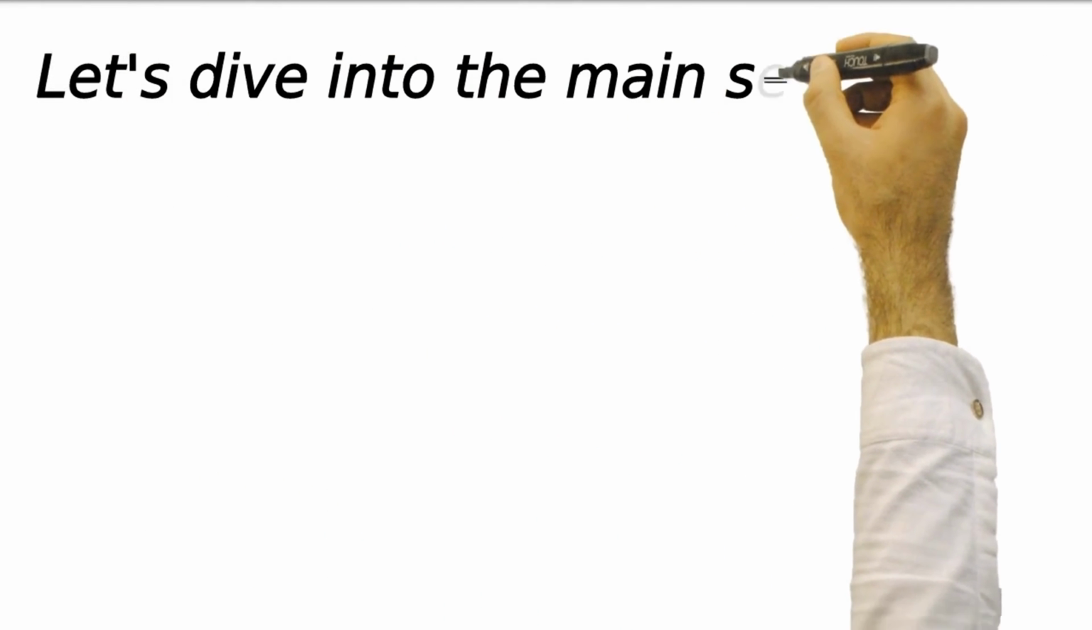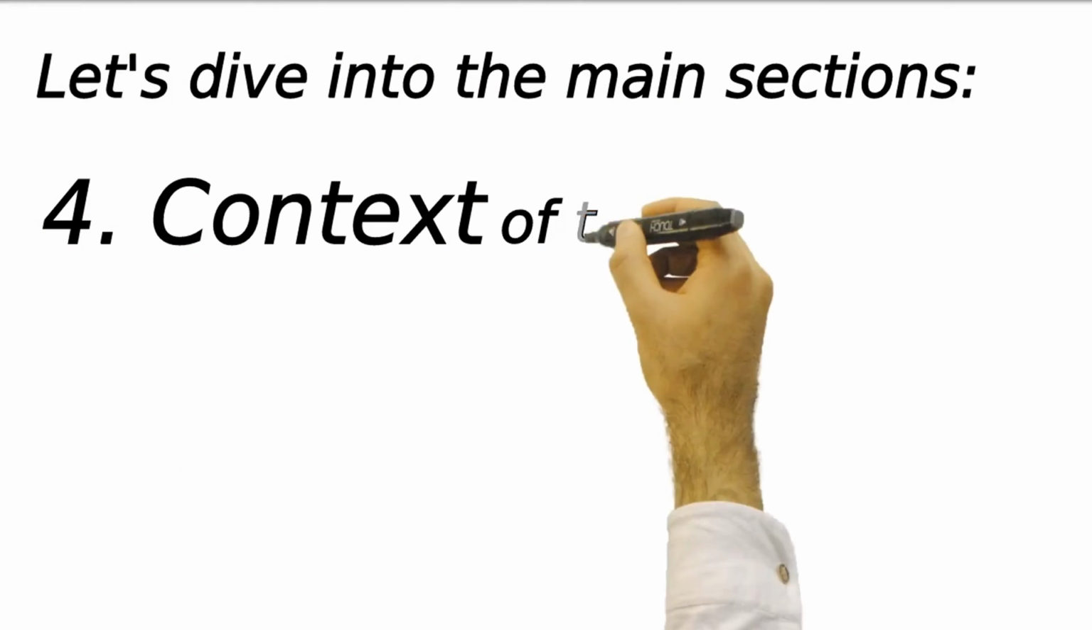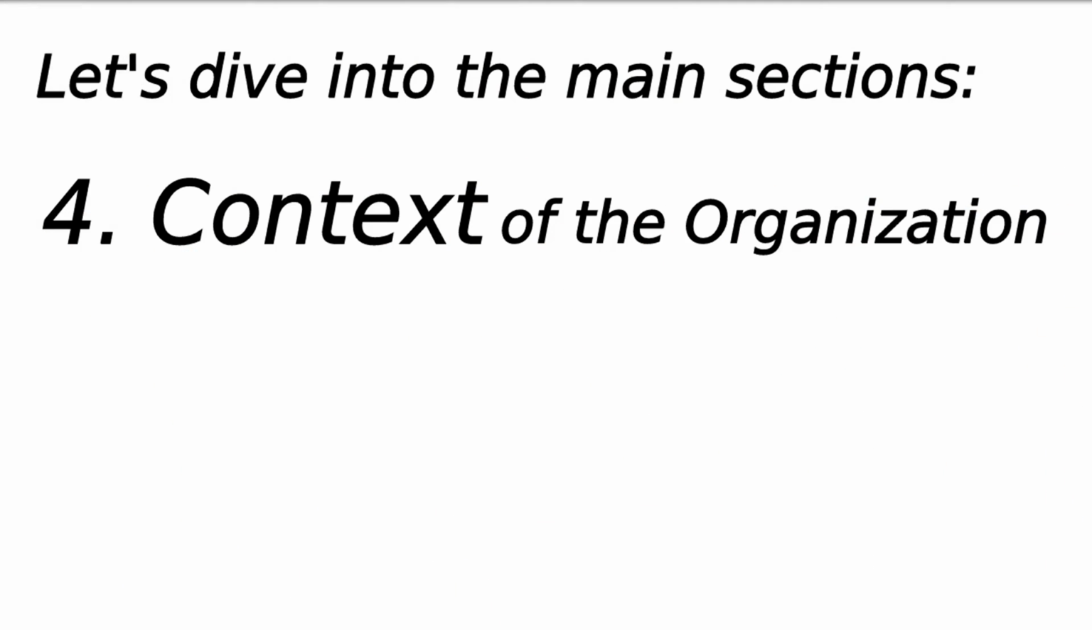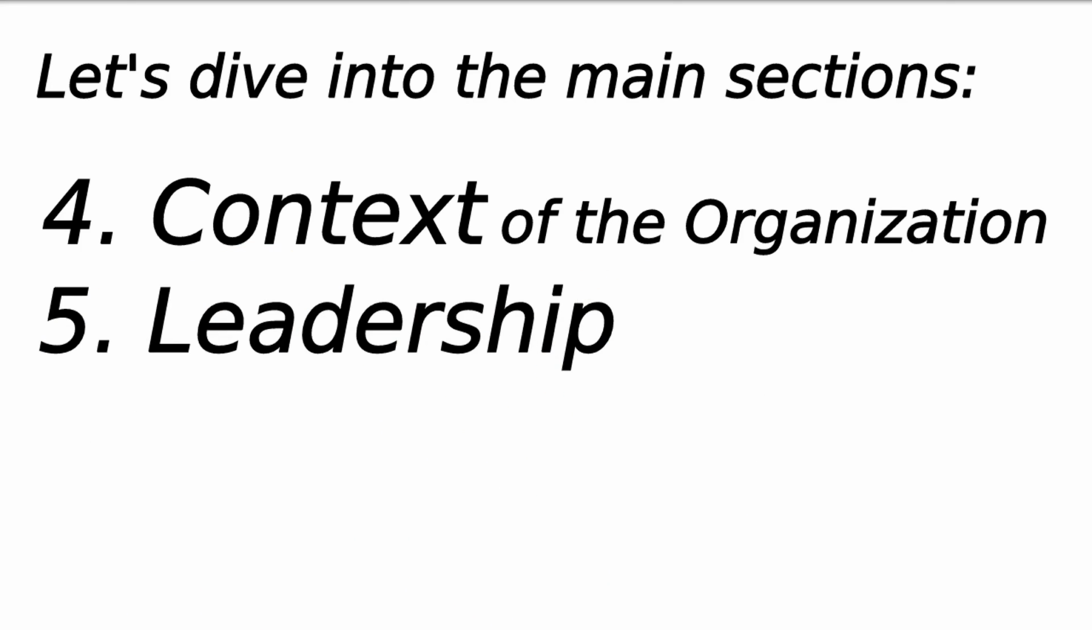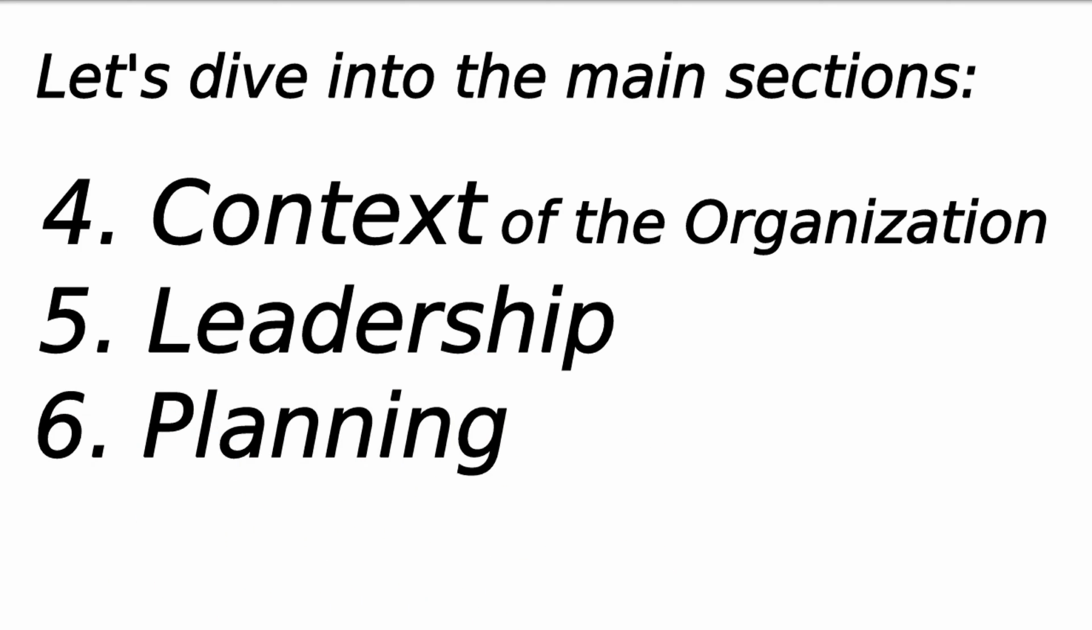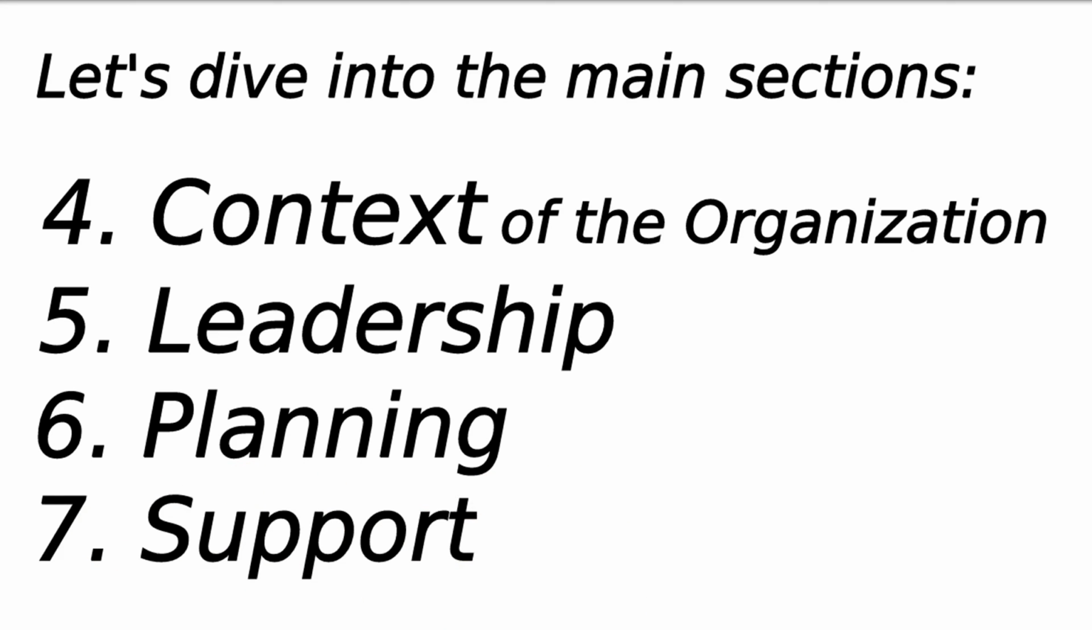Now, let's dive into the main sections. Context of the organization. It's like setting the stage, understanding your business, your industry, and the specific aspects of information security. Leadership. The big bosses set the vision and direction for a secure digital environment. Planning. This is where you create a roadmap to achieve your information security goals. Support. Resources and support systems are like the pillars holding up your information security structure.